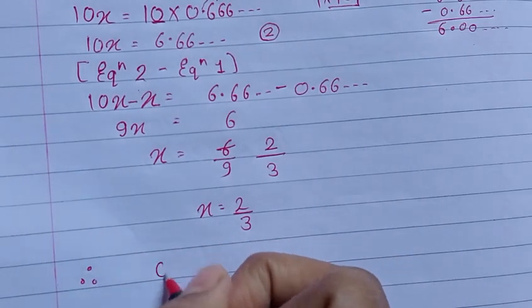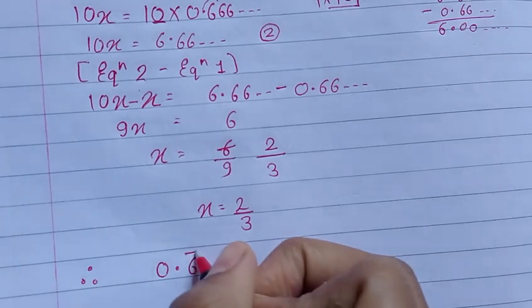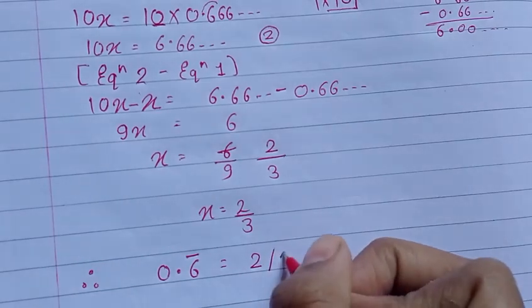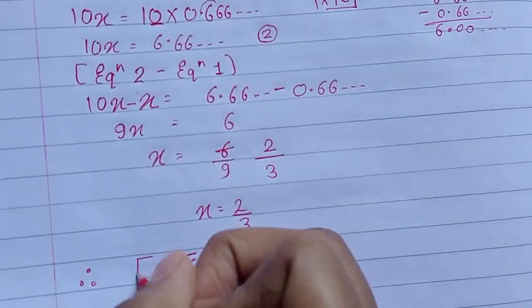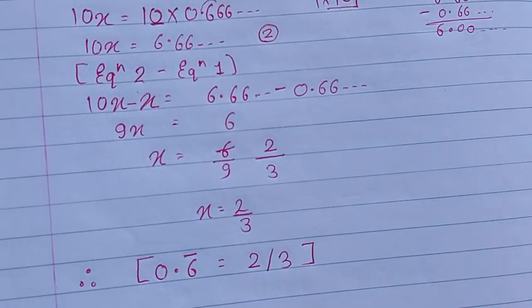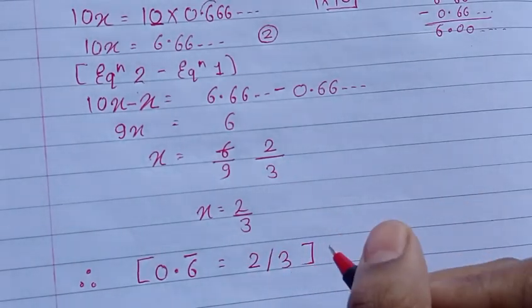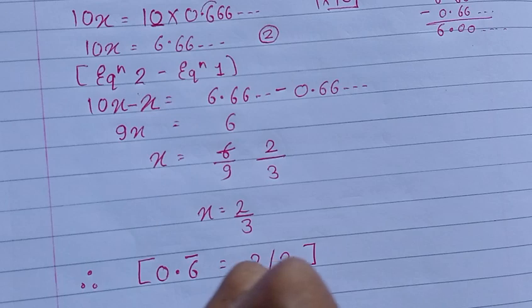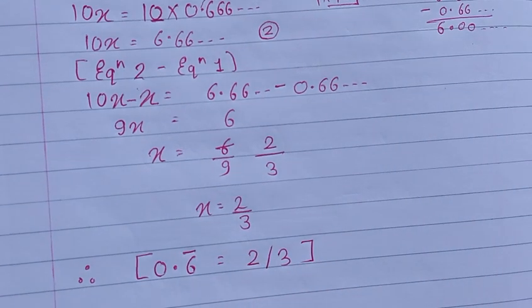Therefore, 0.6 bar equals 2 upon 3. To cross check your answer, you can simply divide 2 upon 3, then you will definitely get 0.6 bar. Okay, let us move to question number 2.